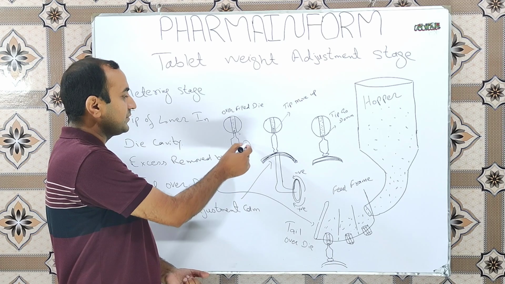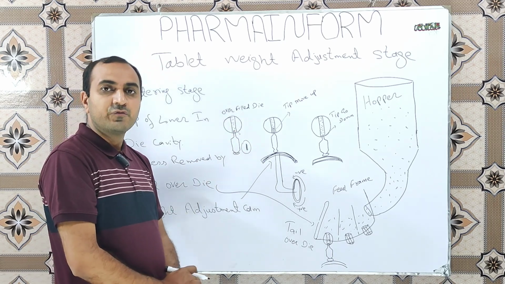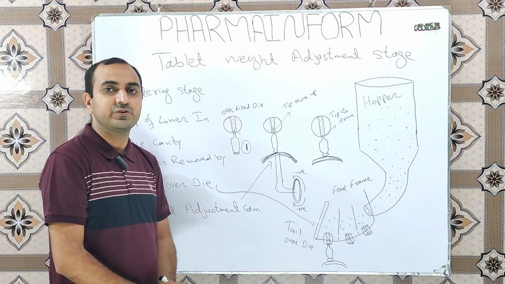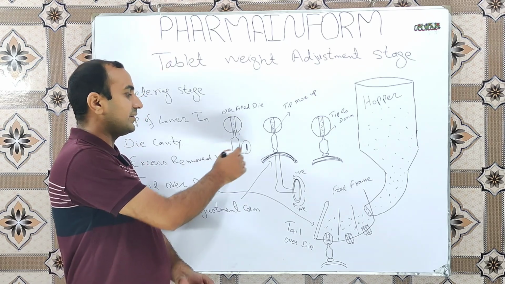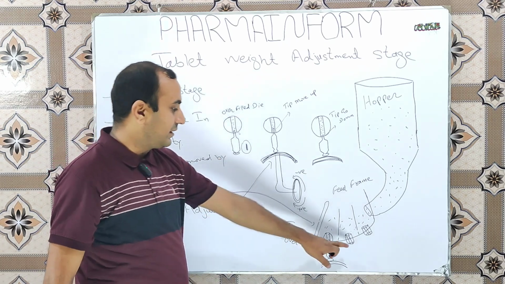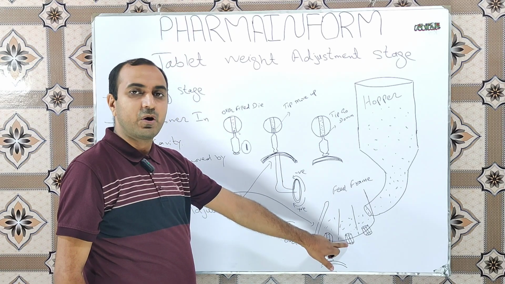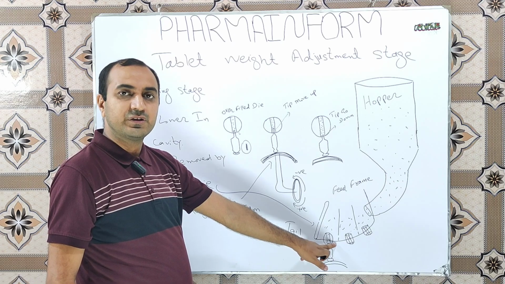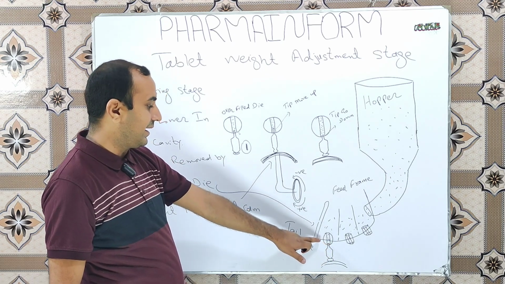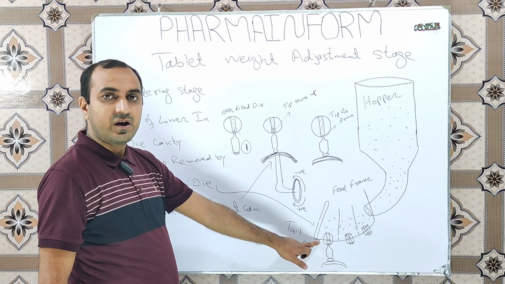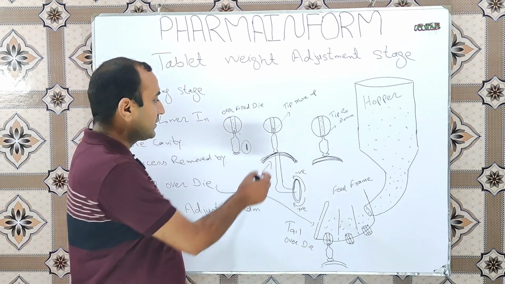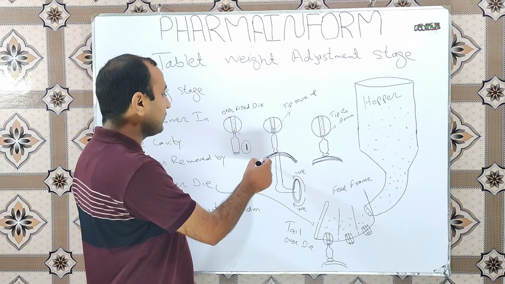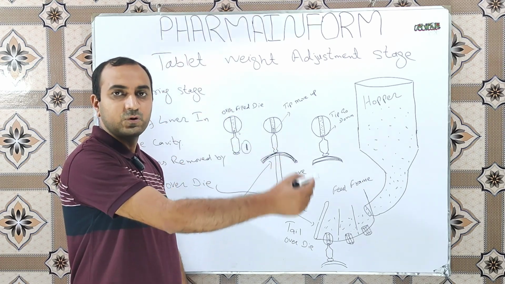In our first step, the die is overfilled with the powders or granules and our punch is not over the weight adjustment cam. When our die is filled with the powders or granules, it then passes through the third housing, again overfilled, and at the end of the third housing of the feed frame, it rides over the weight adjustment cam. You can take the weight adjustment cam as a slope.